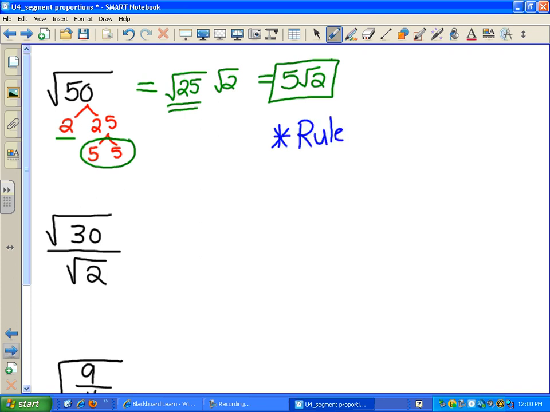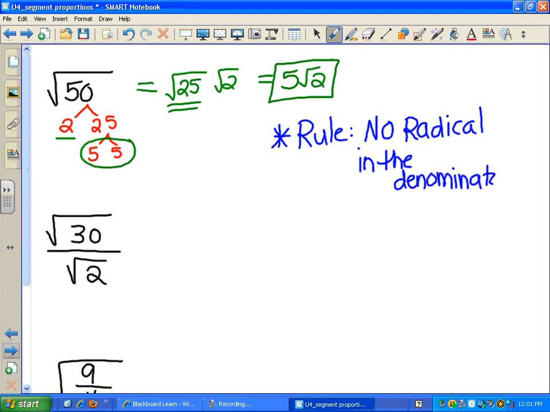And this rule in mathematics says that there is no radical, which is a square root, in the denominator. So anytime we see a square root in the bottom of a fraction, we have to try to get rid of it. So let's take a look at this example.